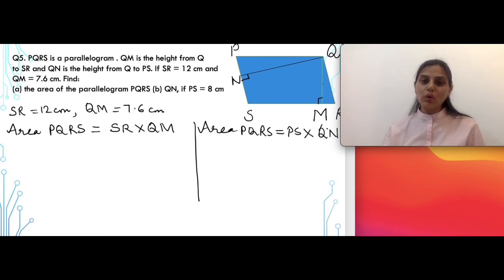Now let's see what all values are given to us and what we are supposed to calculate. In the first step, we are supposed to calculate the area of the parallelogram. Now, if you see the terms clearly, the value of SR is also given and the value of QM is given, and both the values are given in centimeters. So let's substitute the values.